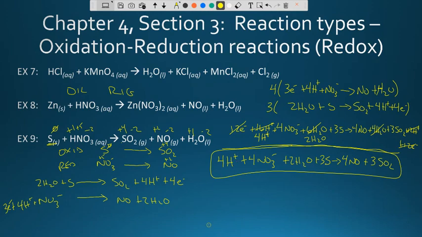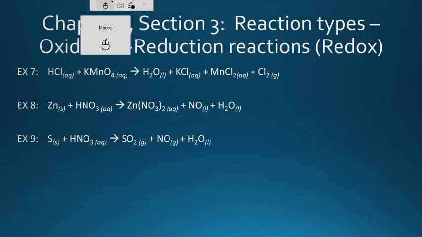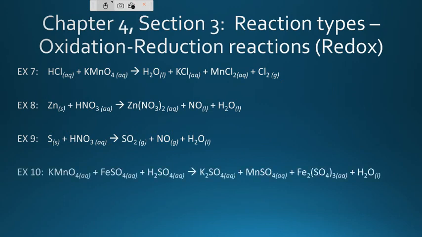Cool. Last one. Do one more, and that'll be it for this section. One more in here, and let's take a look at a big, long, nasty one.